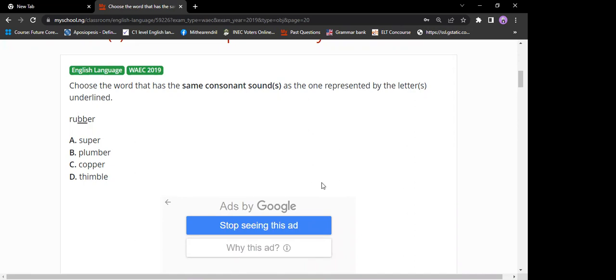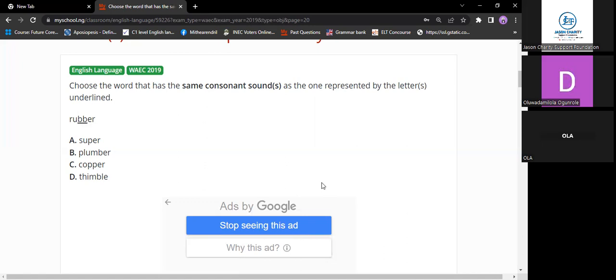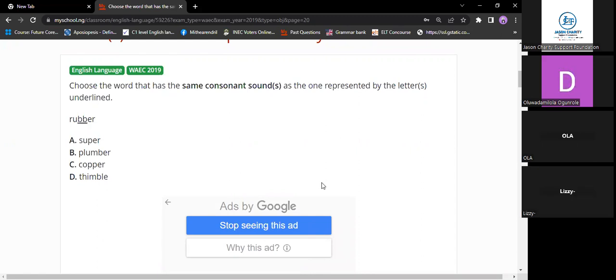Now, basically, we are talking about oral sounds in the English language. The first thing you need to know is how to pronounce each of the sounds, and it spans from your vowel sounds down to your consonant sounds. Your ability to pronounce these sounds very well will help you to identify them in questions as they will be given to you. Take, for instance, the question that we have before us: choose a word that has the same consonant sound as the one represented by the letters underlined.